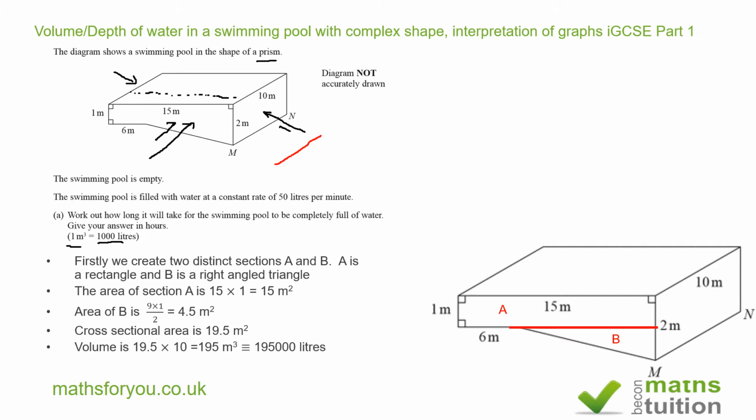Now we want to find how long it will take to fill up this swimming pool. We divide 195,000 by 50, and because we want the time in hours, we divide it by 60. So it will take 65 hours to fill up this swimming pool. Okay, moving on. That's the first part of the question answered.